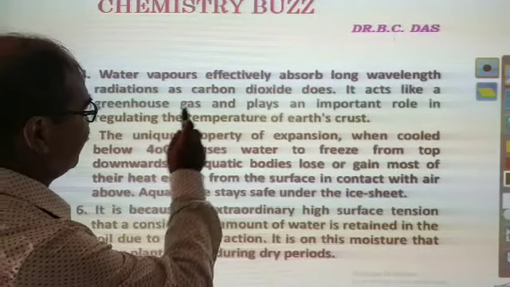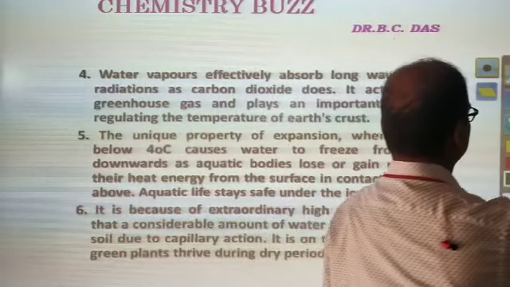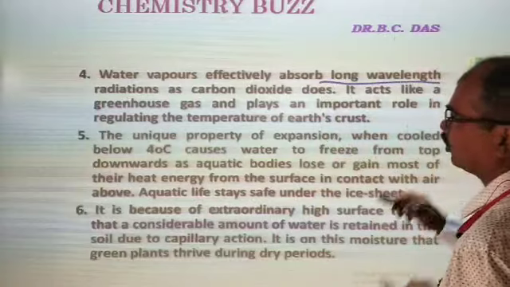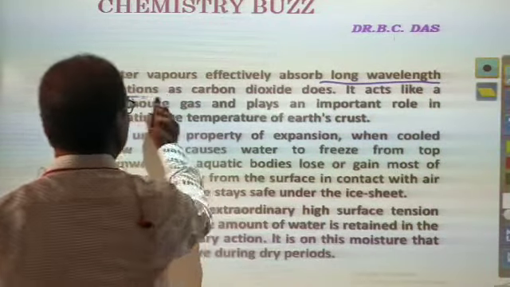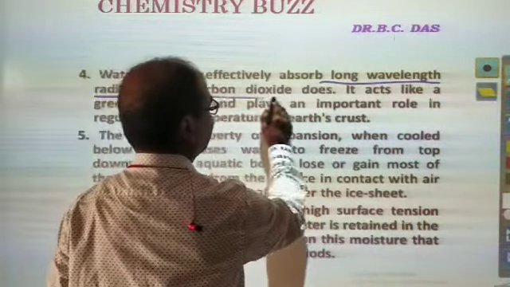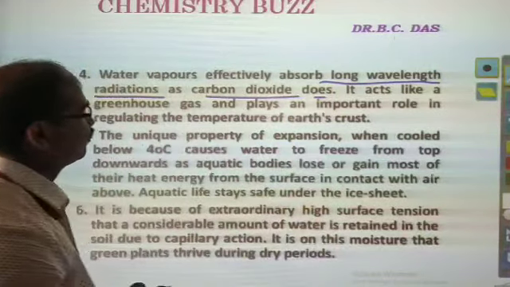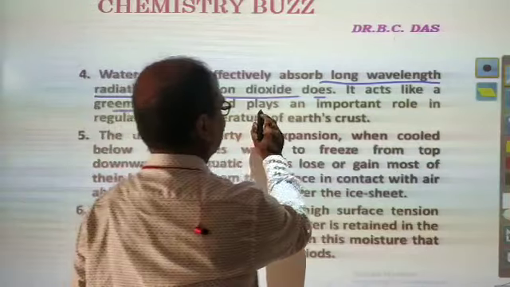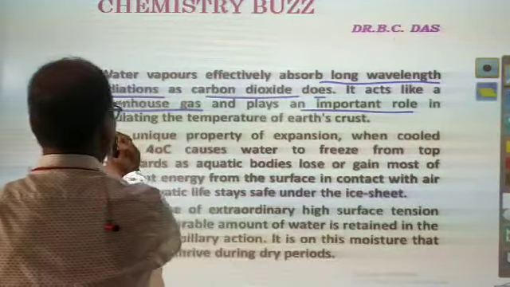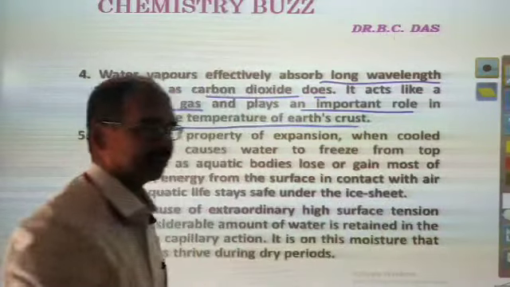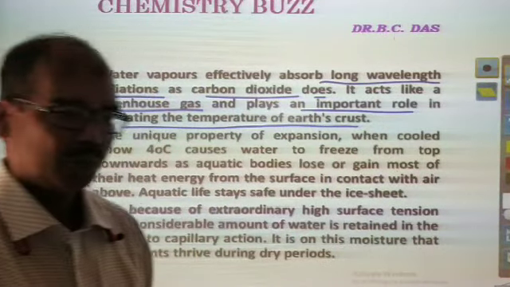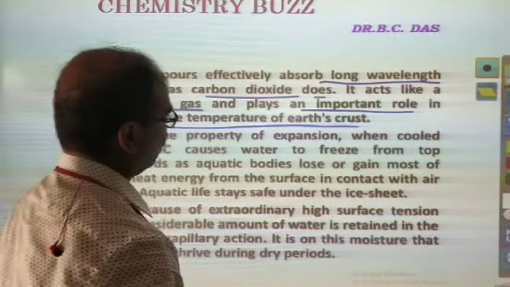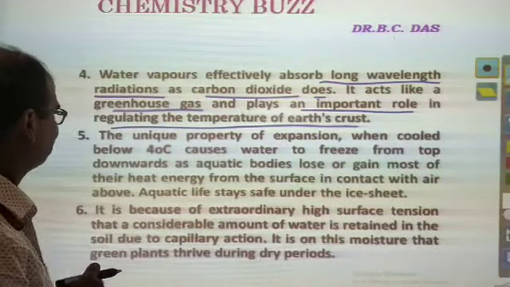Water vapor effectively absorbs long wavelength radiation, as carbon dioxide does. It acts like a greenhouse gas and plays an important role in regulating the temperature of the earth. So water vapor is also an important greenhouse gas and it plays an important role in temperature regulation.